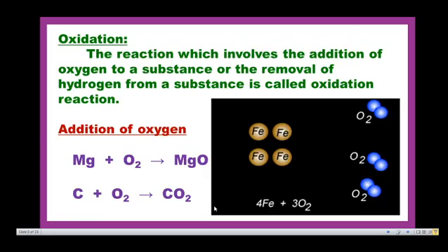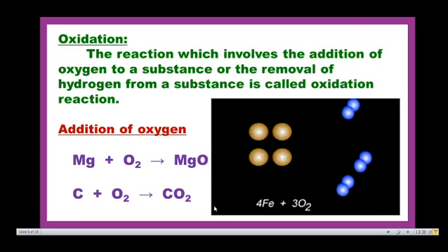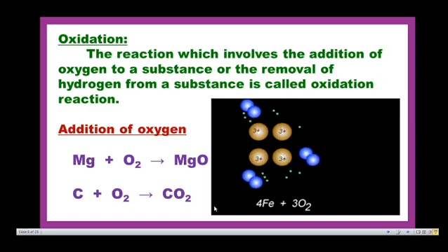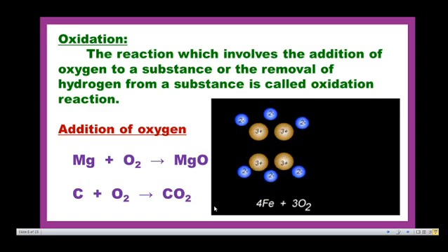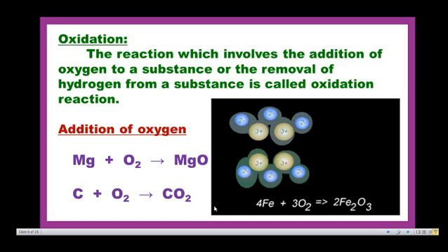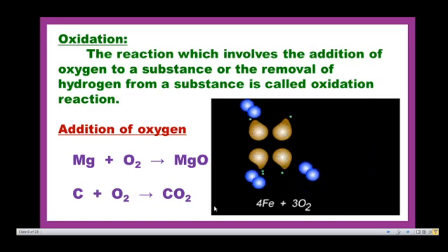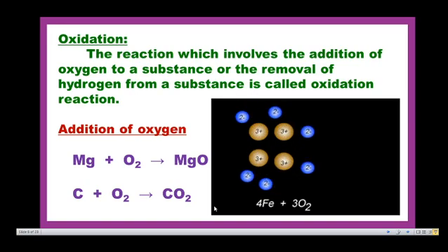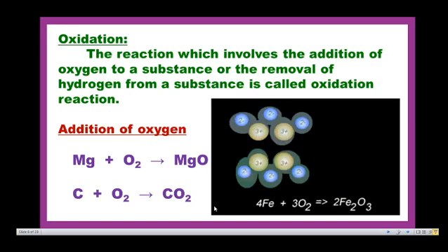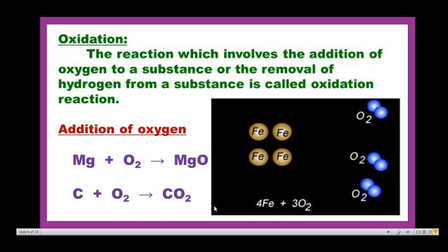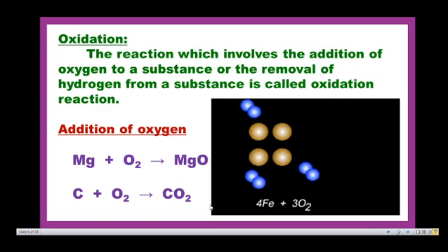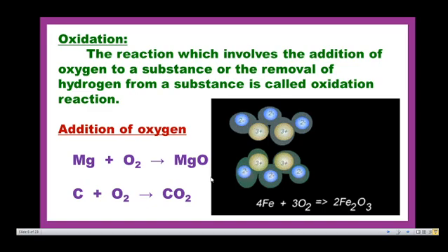What is oxidation? Oxidation is a reaction which involves the addition of oxygen to a substance or removal of hydrogen from a substance. During this reaction, oxygen adds to a substance or hydrogen is removed from a substance. Addition of oxygen, look at the example. Oxygen is added to iron and iron oxide is formed. Oxygen is added to magnesium and magnesium oxide is formed. Oxygen is added to carbon and carbon dioxide is formed. So addition of oxygen means oxidation reaction.